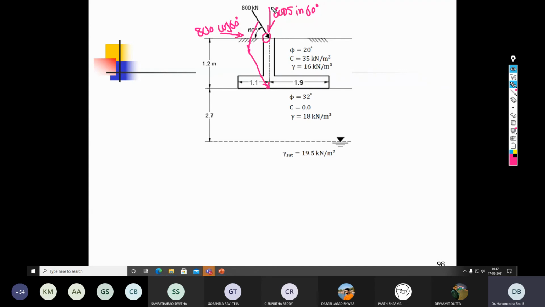Okay, so once you resolve the vertical and horizontal components, still the eccentricity lies. So what you need to do is relocate this to the center position. Here the total width is 3 meter, 1.9 plus 1.1, 3 meter. So at the middle of the footing, that is at 1.5 meter. So this is 1.5 meter and 1.5 meter.